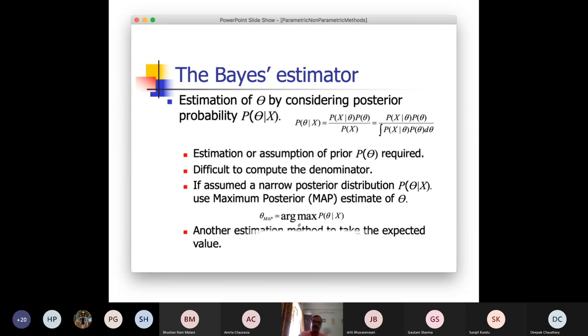Otherwise, the optimal approach should be that you take the expectation of the parameter values with this distribution, which is given by this. This is true to the Bayesian inference mechanism, so we call it Bayesian estimation.